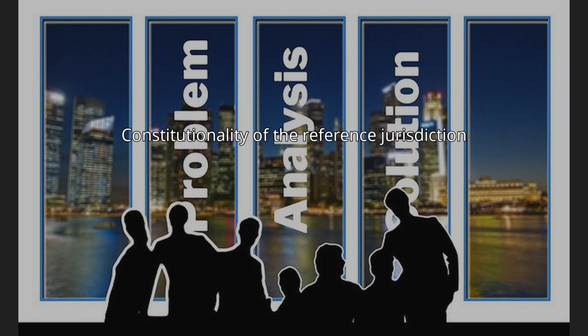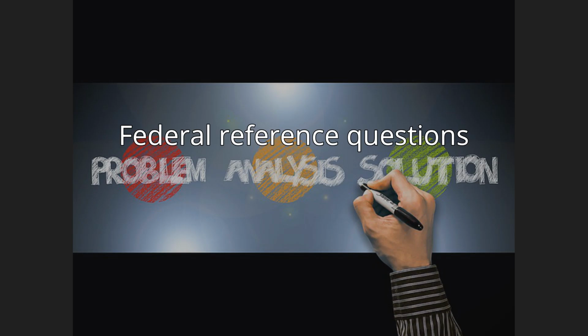Federal reference questions. There have been over 75 federal references to the Supreme Court since 1892. Prior to the abolition of appeals to the Judicial Committee, many of the earlier federal references went on appeal from the Supreme Court to the Judicial Committee. Since the abolition of appeals, the Supreme Court decision is the final say on a federal reference.